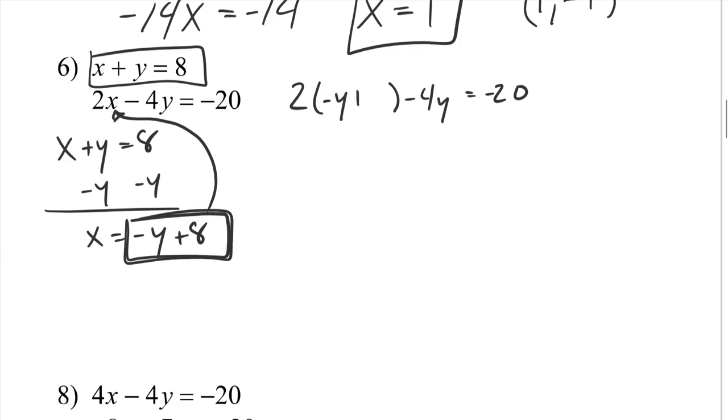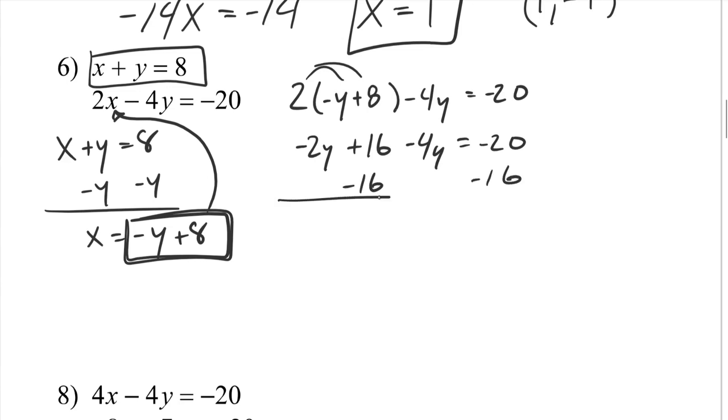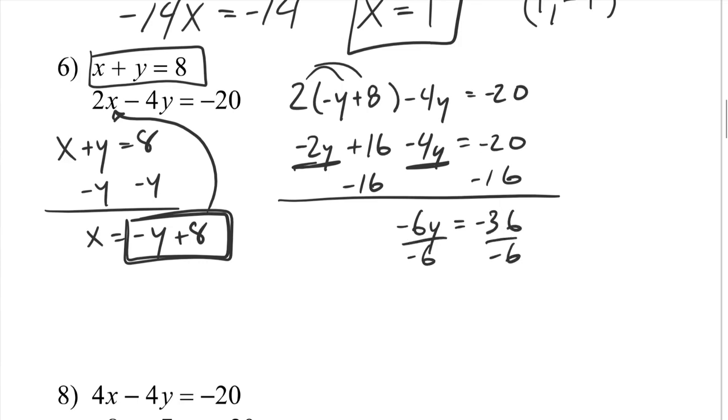So negative y plus 8, distribute our 2, negative 2y plus 16 minus 4y equals negative 20. Subtract 16 from both sides, and combine our like terms. Negative 2y and negative 4y make negative 6y. Negative 20 minus 16 makes negative 36. Divide by negative 6, and we get y equals 6.